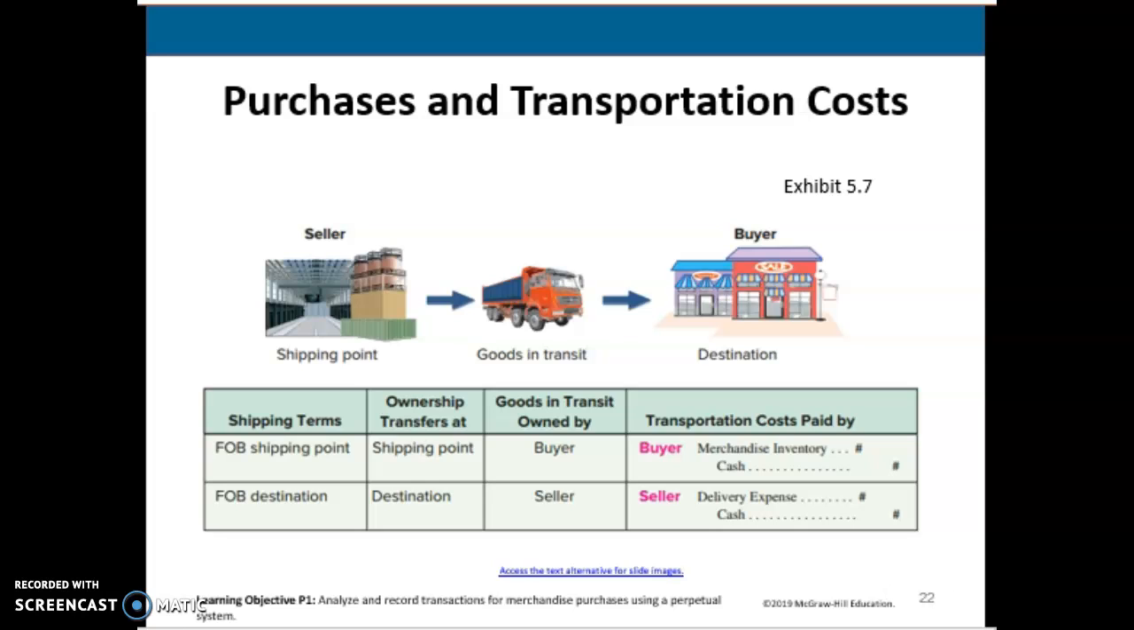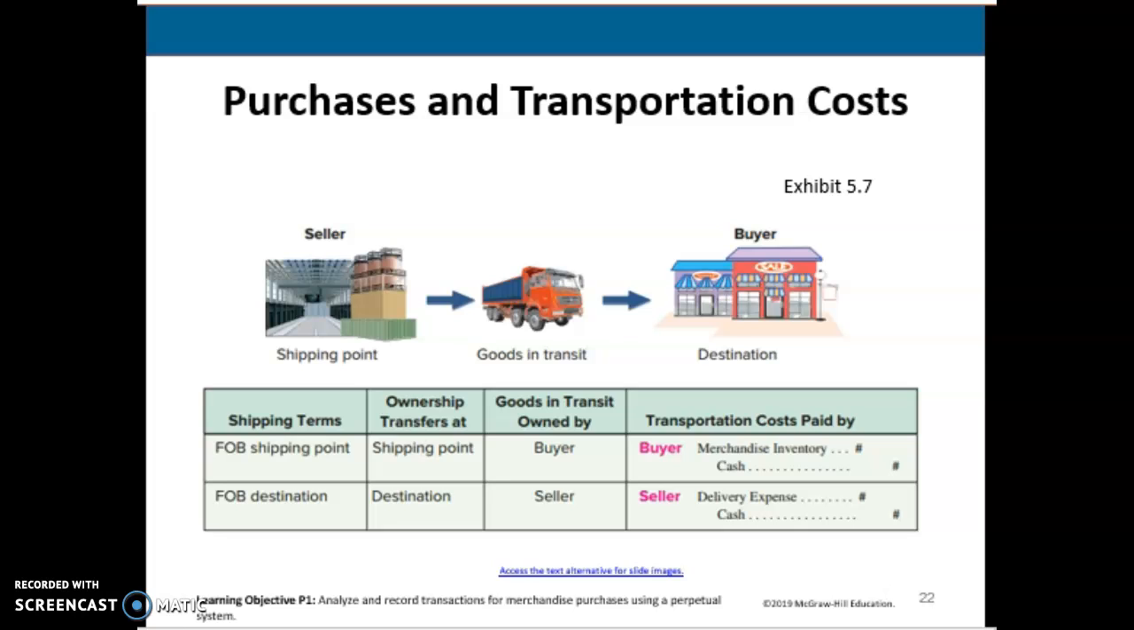All right, one more thing to look at before we go to our next video. So this is where we're talking about how we're handling transportation cost. So there's two methods. There's FOB shipping point and FOB destination. FOB shipping point means that the ownership transfers at the shipping point.